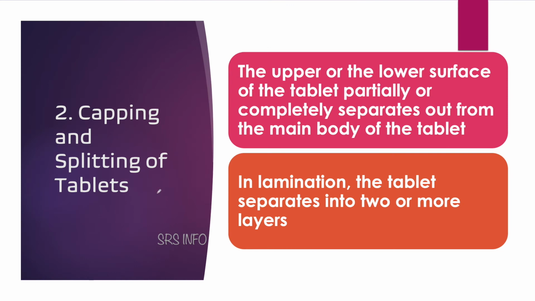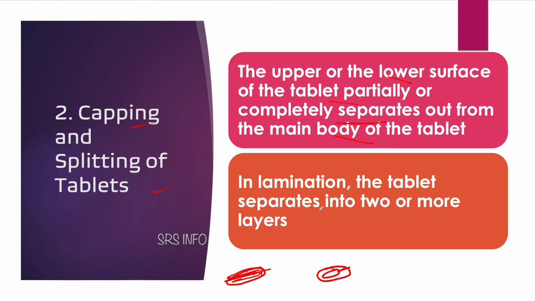The second one is capping and splitting of tablets. What is capping? This is the tablet, and sometimes the tablets have different layers. After making the finished tablet, if the ingredients of these tablets are not mixed properly and separate out from the inner layer, then a cap will be formed. The upper or lower surface of the tablet partially or completely separates out from the main body of the tablet. This is the main body and this is the second layer. This is known as capping.